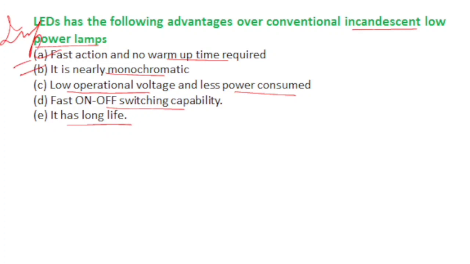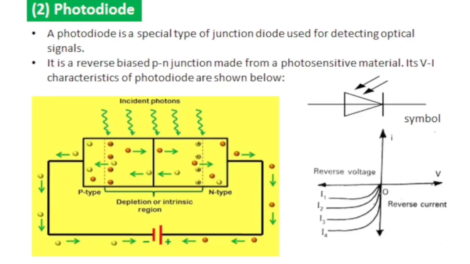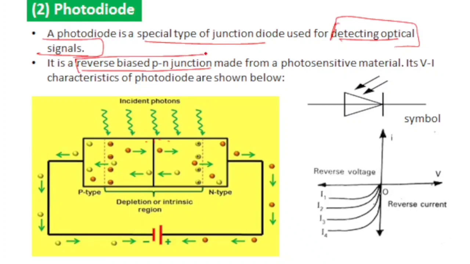After this, the next device based on PN junction diode is the photodiode. What is this photodiode? Photodiode is actually a special type of junction diode which is used for detecting optical signals. This part is very, very important. This photodiode is used for detecting optical signals, and it is operated under reverse biased PN junction. It is also a very, very important point. It is made from a photosensitive material, right?